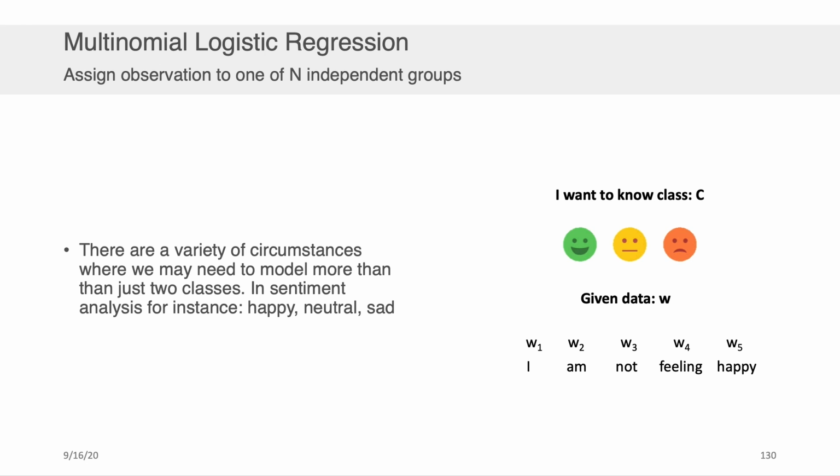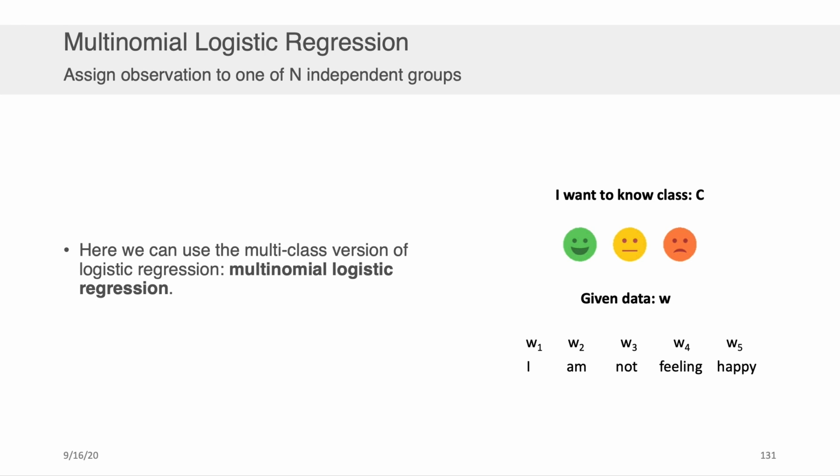Now, there are a variety of circumstances where you may need to model more than just two classes. In sentiment analysis, for example, you're not just interested in happy, not happy. You're usually interested in a more nuanced set of classes. Are they happy? Are they neutral? Are they sad? Are they angry? Are they joyous, etc.? And in fact, this exact example that I'm showing on the right-hand side was what we spoke about in the naive Bayes component of the lecture.